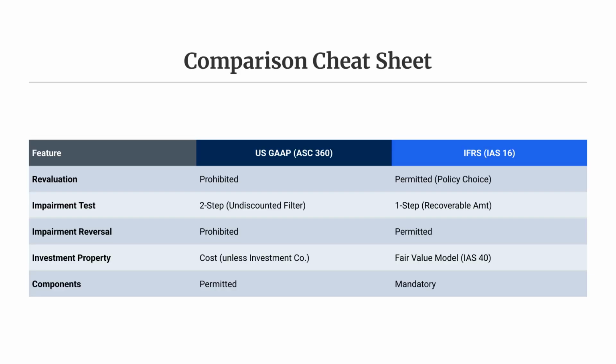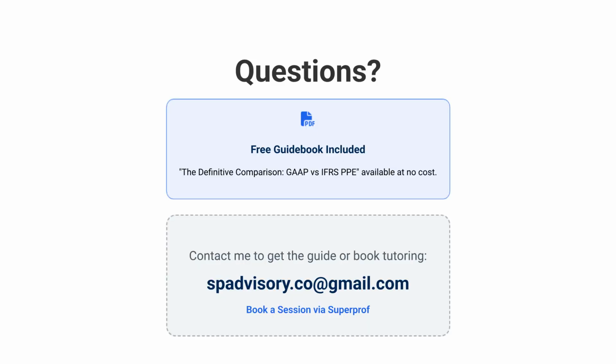Here is your summary for exam day. If you only remember two things, remember that US GAAP prohibits revaluation and uses a two-step impairment test. Those are the most common testing points. This was a lot of technical detail.